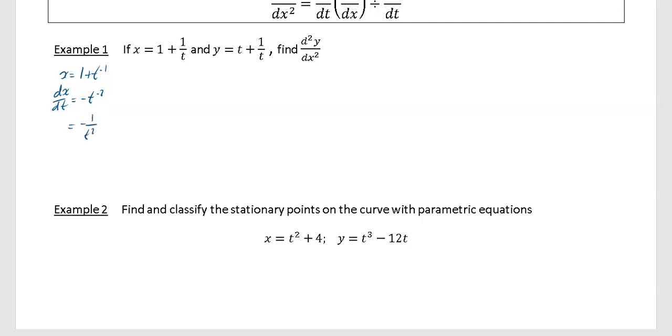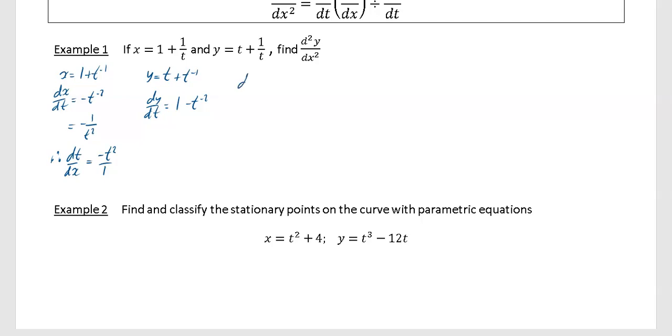And the reason I'm doing that is so that I can say what my dt by dx term is. So my dt by dx term is going to equal minus t squared over 1. We'll just leave it as that. My y term in index form is going to be t plus t to the minus 1. So dy by dt is going to be equal to 1 minus t to the minus 2. And I'll just leave it that way for that one.